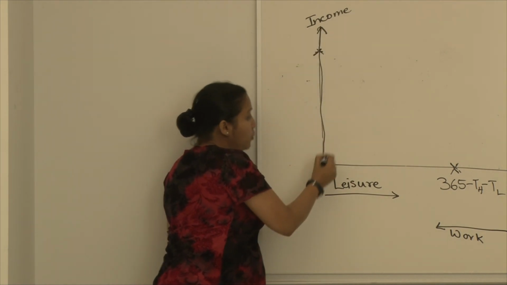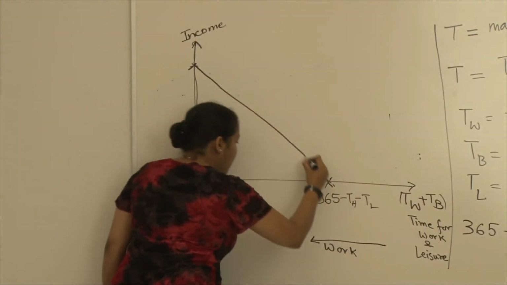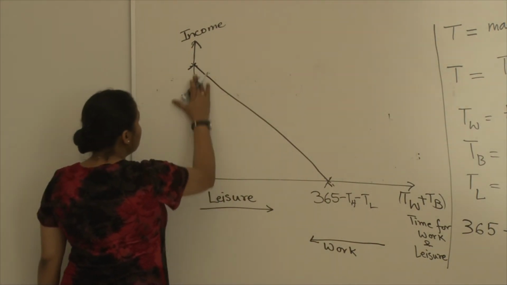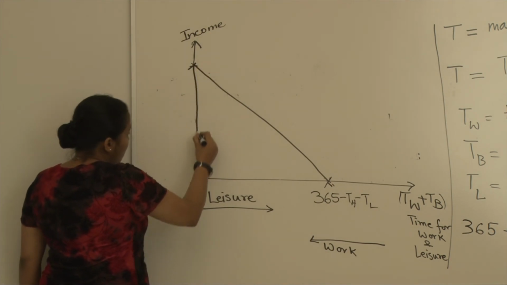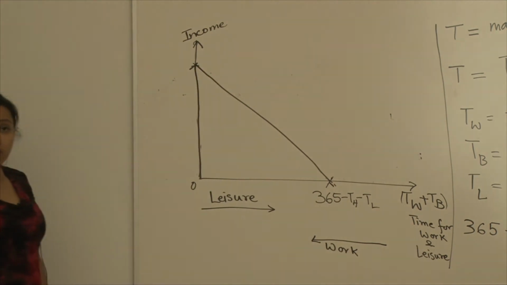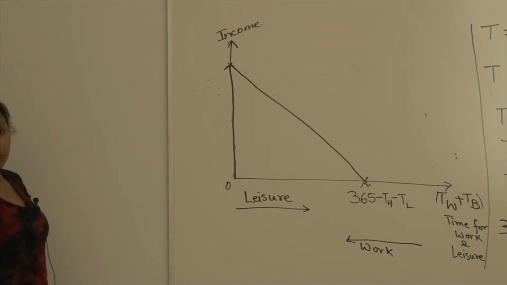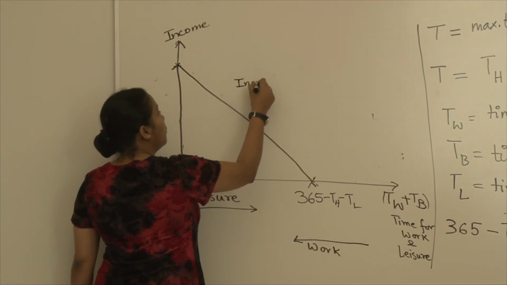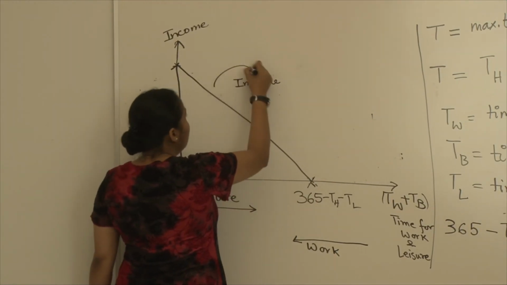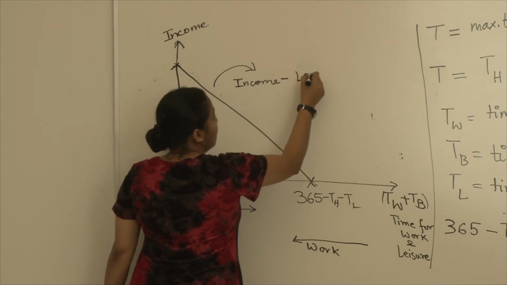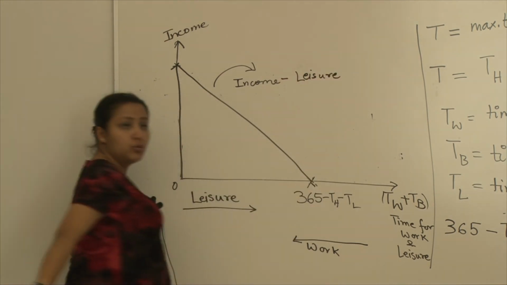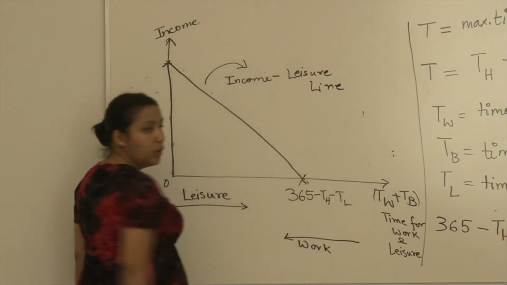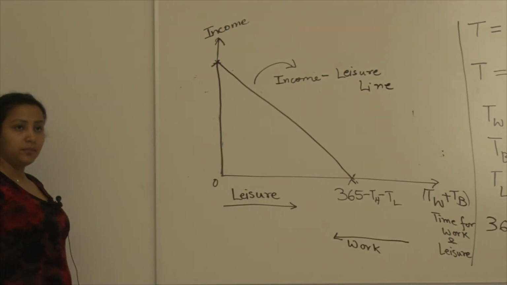So now if I join those two lines, then I have something similar to the budget line. But obviously I cannot call this the budget line because this is not about the budget alone, rather it is about time and it is also about income. So I could call it the income leisure work line, but I am just calling it the income leisure line because leisure and work are kind of two sides of the same coin. So if you are not in leisure, you are working based on the x-axis.